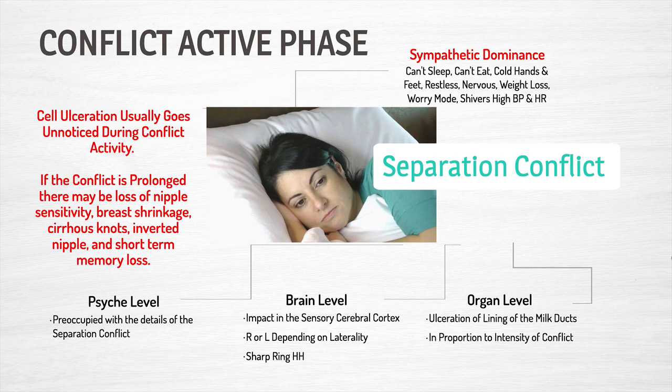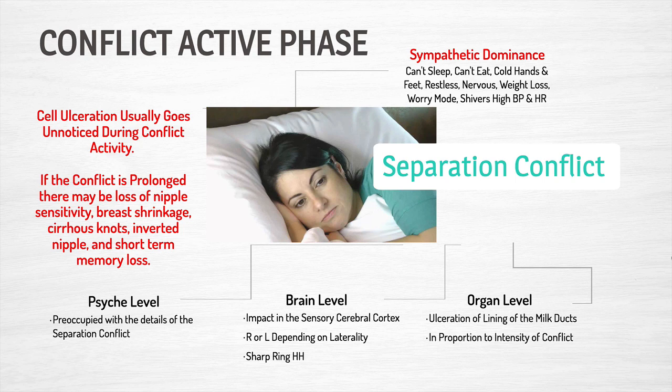And there's no test that we do to see if there's any erosion in the milk duct lining, and so it's typically never found when you're actually conflict active with a separation conflict. Whereas with the glandular, remember, because there is cell proliferation in the conflict active phase, it could be found during a routine mammogram. Here, you're not going to find anything.